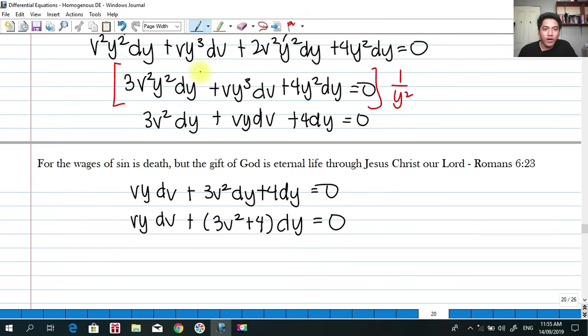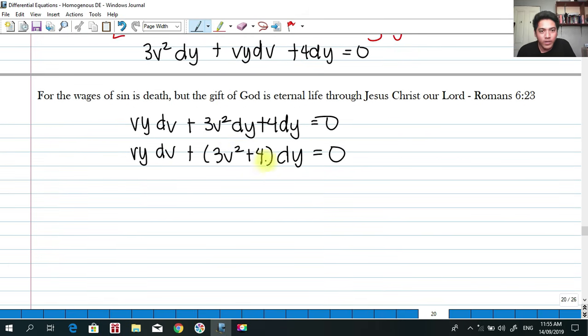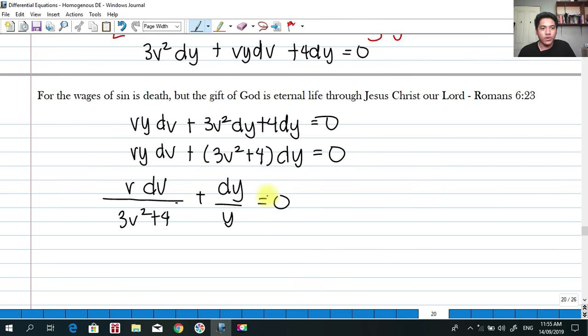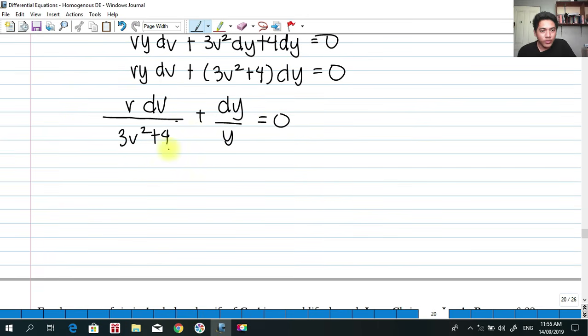As you can see, this is variable separable. We have dv here and dy here. We can separate all the terms containing v on this side of the equation and all the terms containing y on this side. So we rearrange that: v dv over 3v squared plus 4, plus dy over y, equals 0. To make it look nice, I rewrite this as dy over y plus v dv over 3v squared plus 4 equals 0.